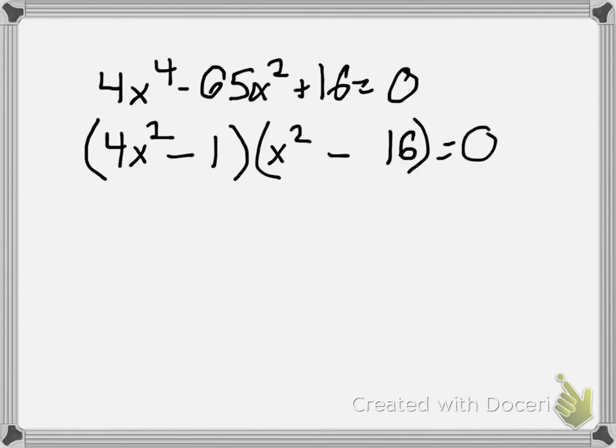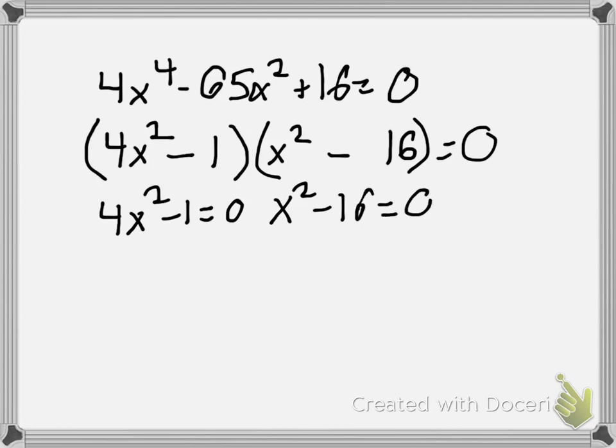Okay, I understand if you had some difficulty with this one, but it's still pretty straightforward. And then we just keep going. We have 4x squared minus 1 equals 0. We have x squared minus 16 is equal to 0. So that gives us 4x squared equal to 1 and x squared equal to 16. Well, this one's straightforward. X is equal to plus or minus 4.